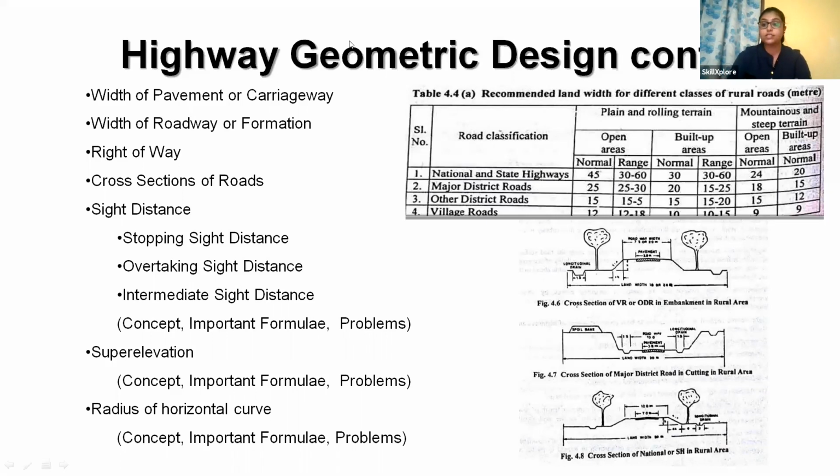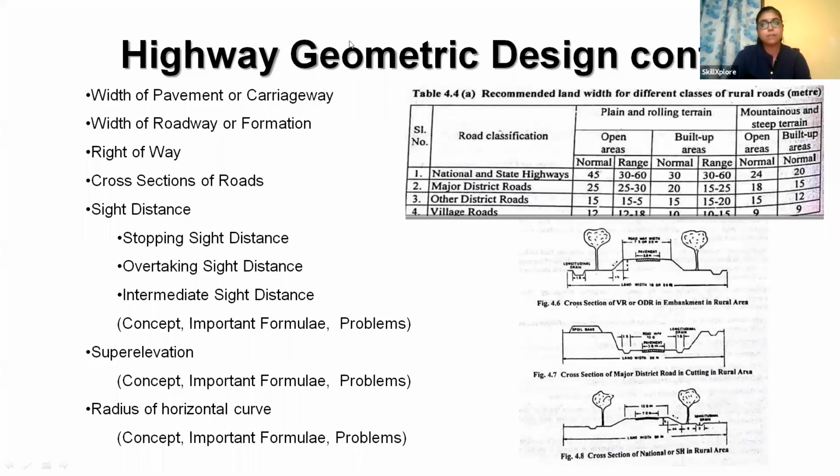Then it's the cross section of the roads. That is one important portion, and that will also be introduced here. Here also we can see the cross section of different kinds of roads. First is other district roads, and next is rural area roads. That is major district roads, and the last one is national or state highway roads. All these things will be discussed in detail in your sessions.